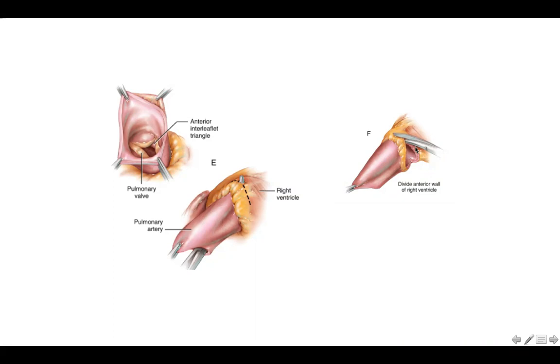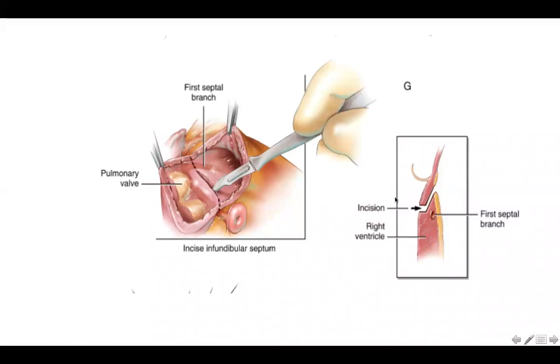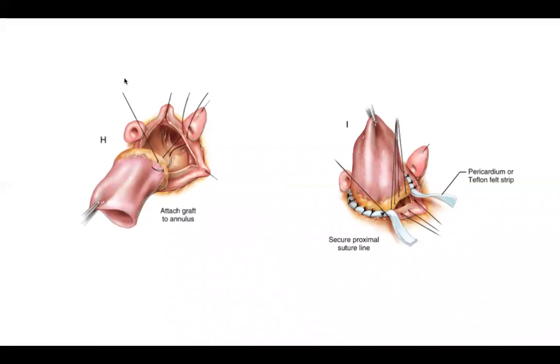This is the critical step in this procedure, the posterior wall of the RVOT. Your incision with the knife should be shallow like this, to avoid injury to the first septal branch. And then after your incision, attach the pulmonary autograft to the aorta. Start with the area below the coronary, and after you complete the continuous suturing, some surgeons put a Teflon felt strip to ensure hemostasis and to prevent dilatation later on.